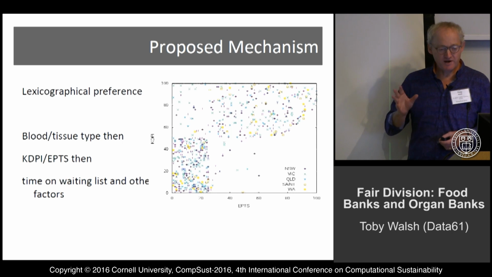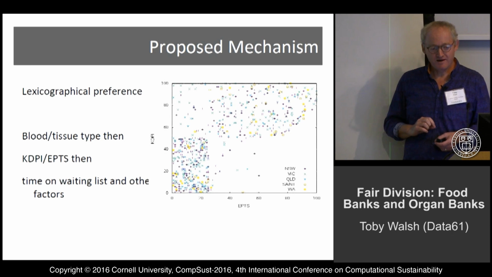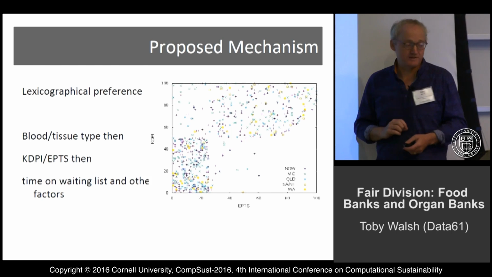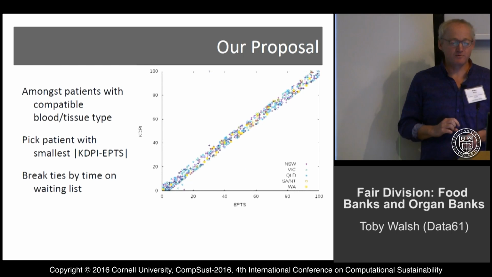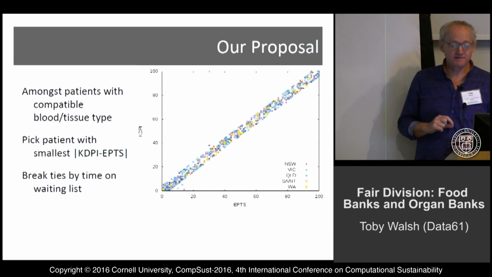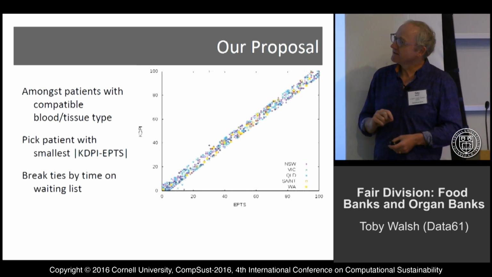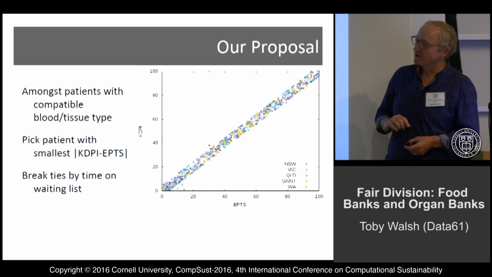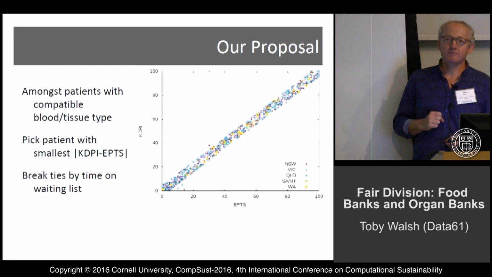And so now I'm persuading them with a new mechanism, which is a very simple mechanism, which is you find the compatible blood and tissue types, and then you find the matches that minimize the distance between the age of the patient, essentially, and the age of the organ, and you break ties by time on the waiting list.